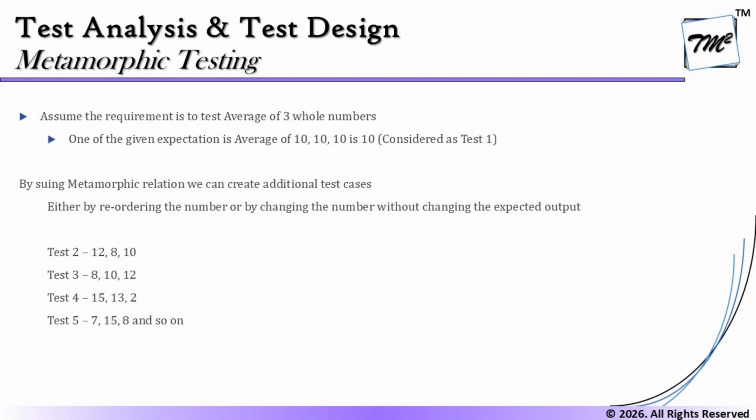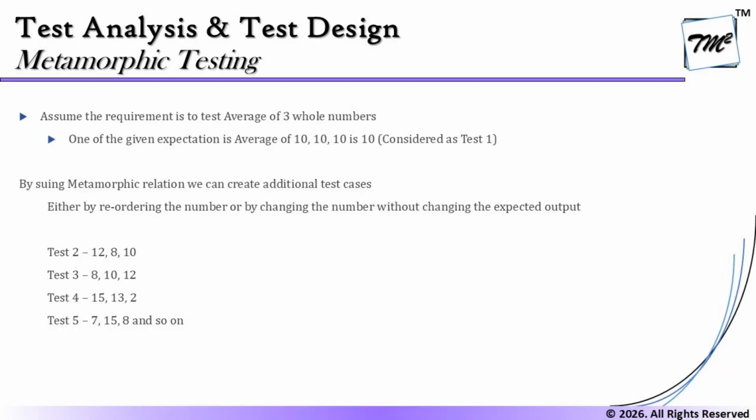Now, the basic rule of applying metamorphic testing is very simple. That is, we need to run this first test case, and it should pass. The basic thumb rule of applying metamorphic testing is the source test case which you have should be executed and it should pass first, and as and when it passes, then we use the metamorphic relation to create additional test cases.